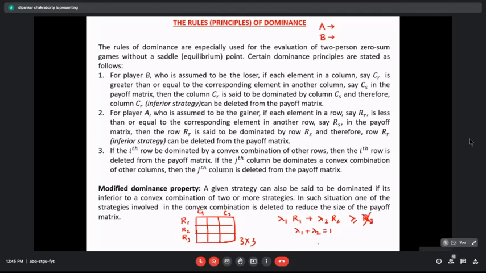Now, as I mentioned to you, for rows we always try to keep the maximum value, and for columns we always try to keep the minimum one. So in that case, what should be the relation? We are going to take C1. If C1 is greater than or equal to lambda 1 C2 plus lambda 2 C3, the other columns, and if this is happening, then we are going to delete the column C1, because player B always tries to keep the minimum payoff in the matrix.